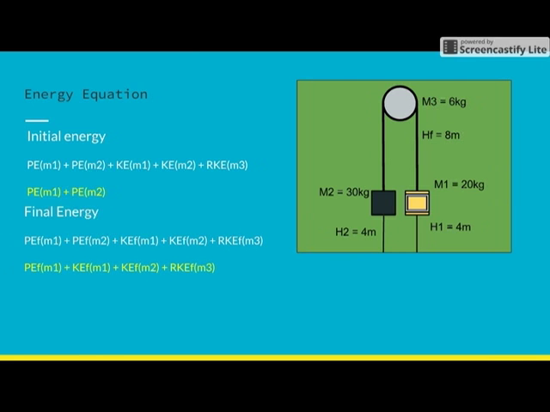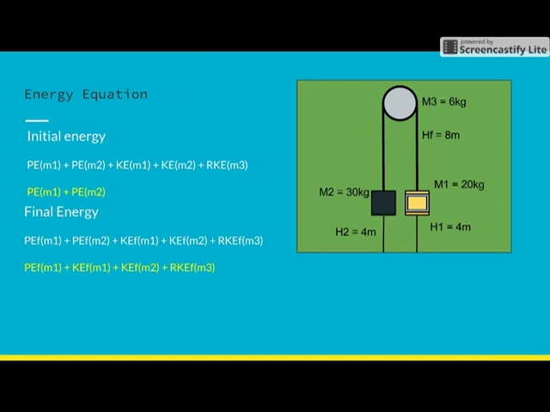Our final energy is equal to final potential energy of mass 1 and mass 2, plus final kinetic energy of mass 1 and mass 2, plus final rotational kinetic energy of mass 3. However, mass 2 will have no potential energy since it's on the ground. And that leaves us with potential energy of mass 1 plus final kinetic energy of mass 1 and mass 2 plus final rotational kinetic energy of mass 3.